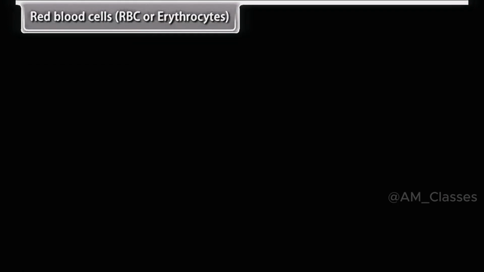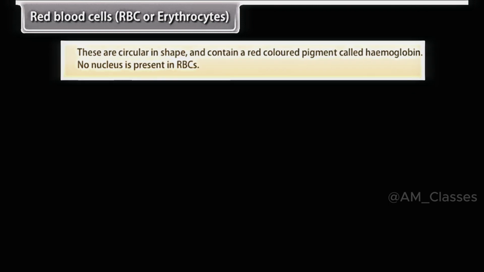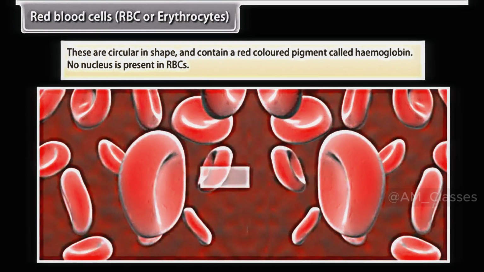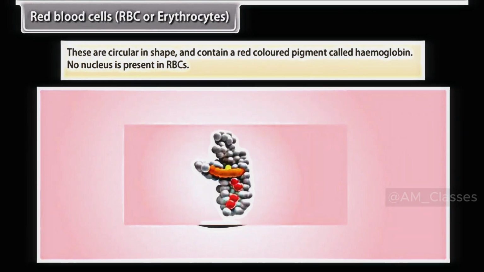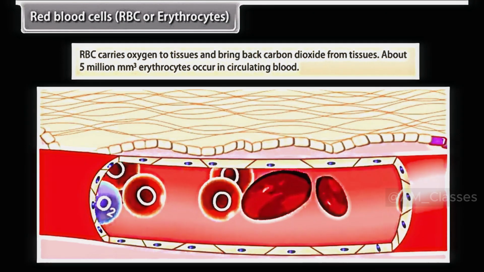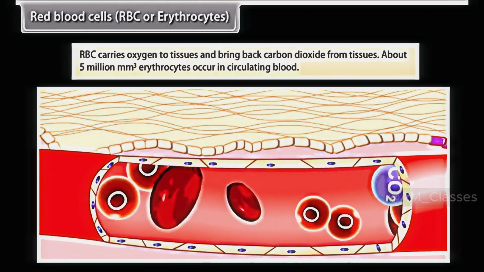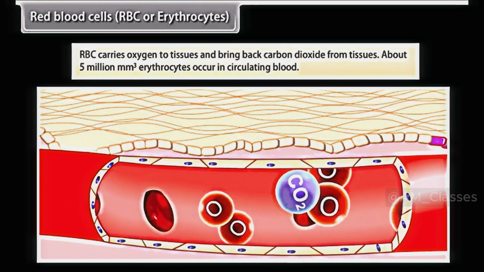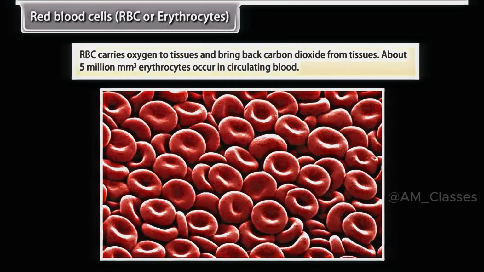Red blood cells, RBC, or erythrocytes. These are circular in shape and contain a red-colored pigment called hemoglobin. No nucleus is present in RBCs. RBC carries oxygen to tissues and bring back carbon dioxide from tissues. About 5 million per mm3 erythrocytes occur in circulating blood.